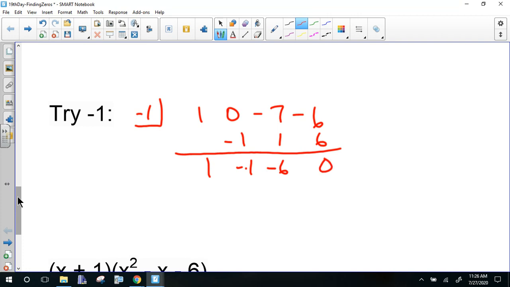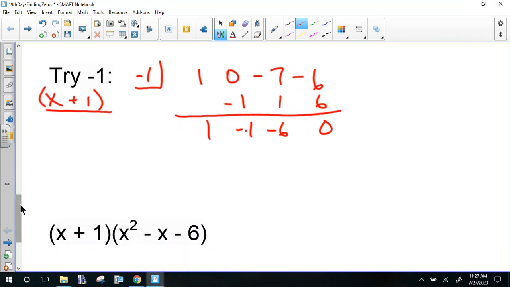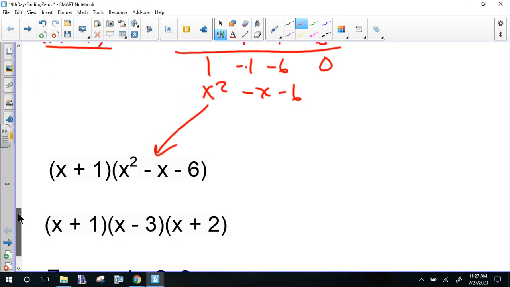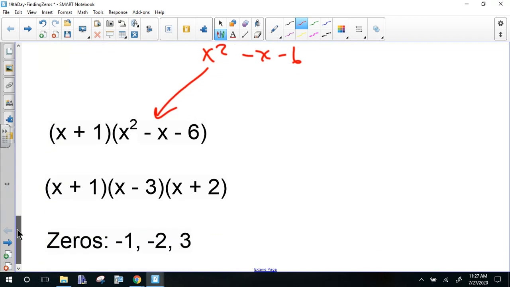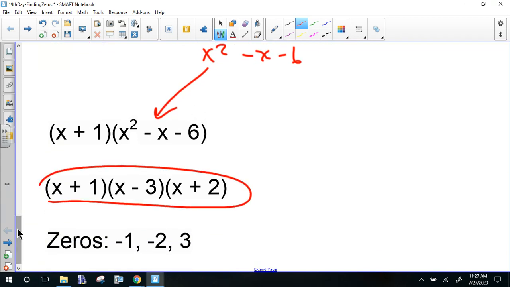So I know that negative 1 is a zero, and what's going to be a factor? Well, it's going to be a positive 1. X plus 1 would be a factor. Right? So x plus 1 is a factor, and I've got 1x squared minus x minus 6 left. And I can factor that. I know that my factors of negative 6 that add to give me a negative 1 are negative 3 and positive 2. So there's my factorization, and here are my zeros.